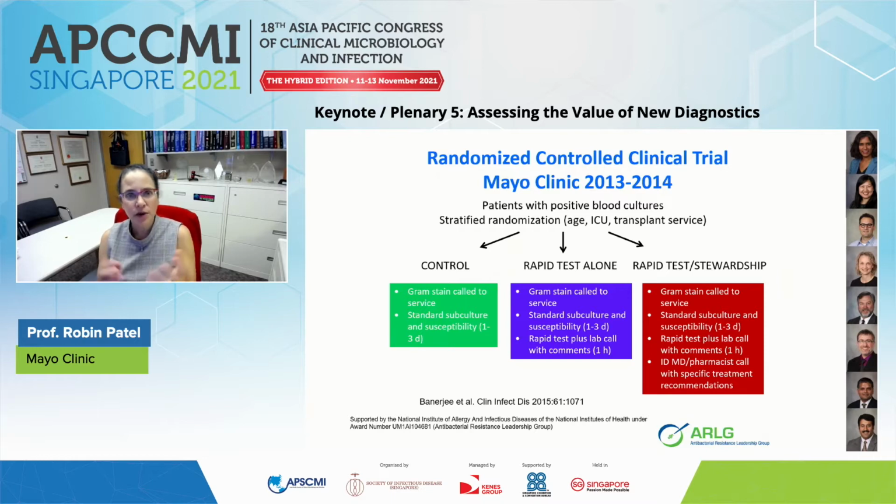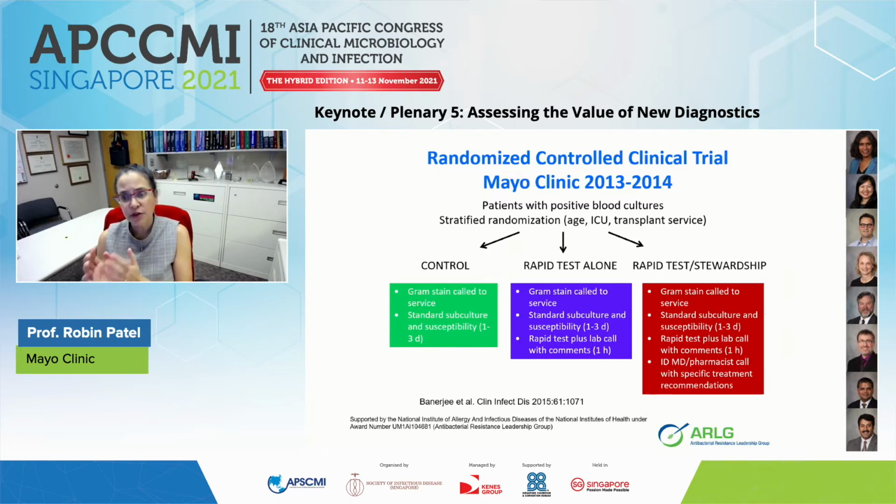We took patients with positive blood culture bottles, and in the laboratory, we did a stratified randomization based on age, ICU status, and whether they were on a transplant service to one of 3 arms. Now, you might wonder, well, you just talked about 2 things, but what's the third? So the first, shown in green here, is our standard of care, where we're doing our gram stain and our subculture and susceptibility. And then in the middle, in blue or purple, is the rapid test. So we add that on to our standard of care.